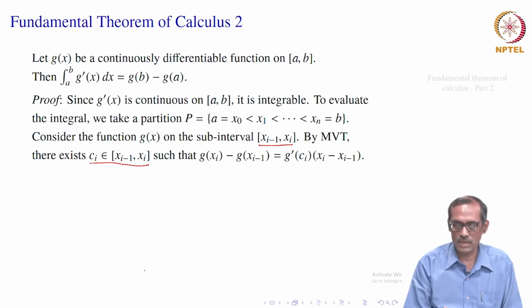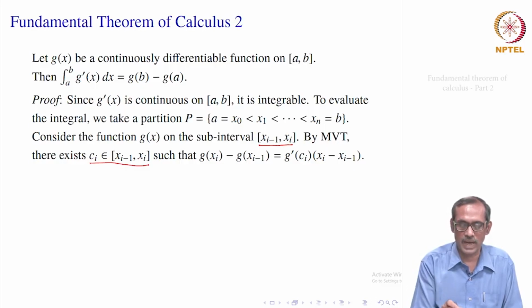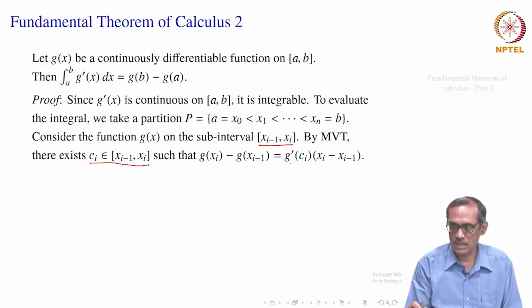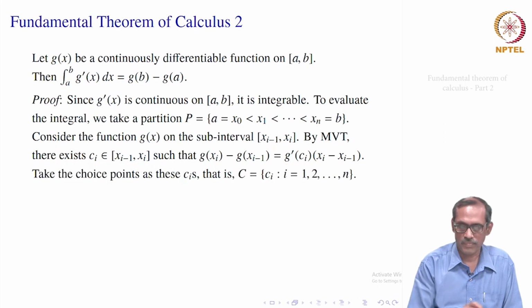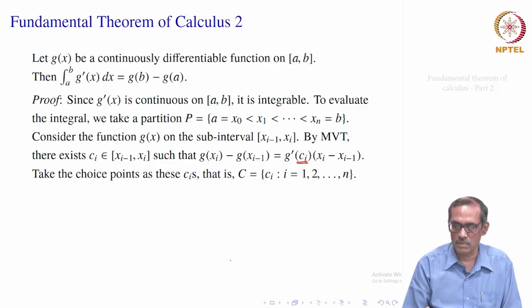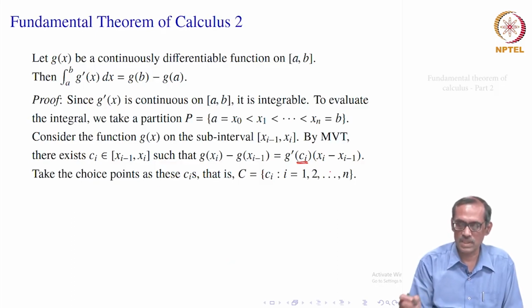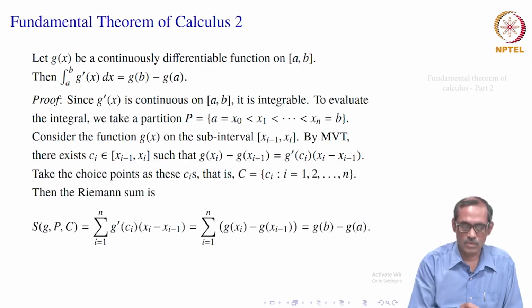Now we have come back to the original proof. So here we use just the mean value theorem to find a point c_i such that g prime c_i equals g of x_i minus g of x_{i-1}, divided by x_i minus x_{i-1}. Okay. Then since these c_i's are fixed inside the subintervals, we choose our choice set as the set of all these points c_i. So once we choose, the Riemann sum S(g prime, P, C) will be equal to the sum of g prime c_i times the interval lengths. This is really g prime, not g.